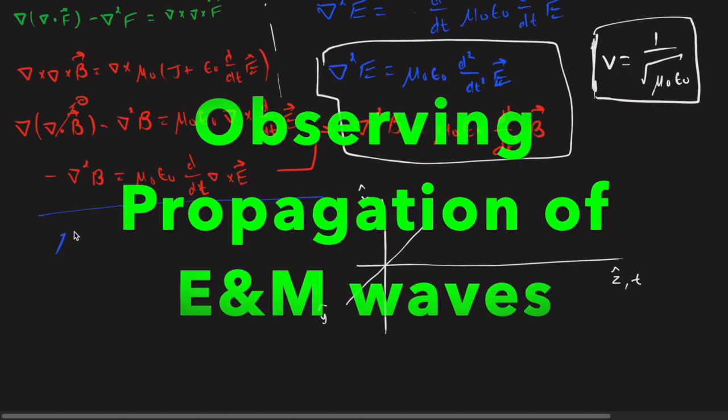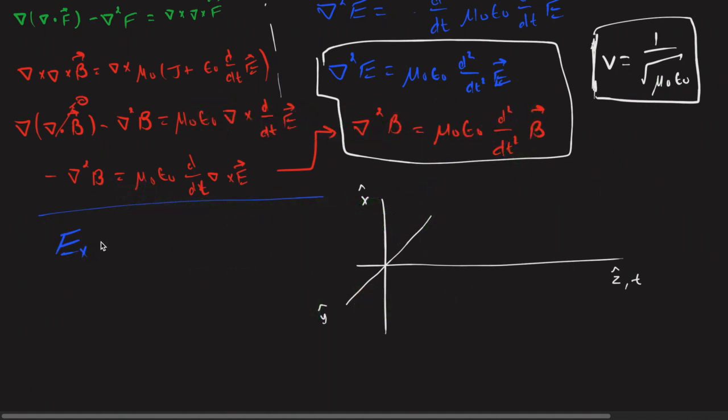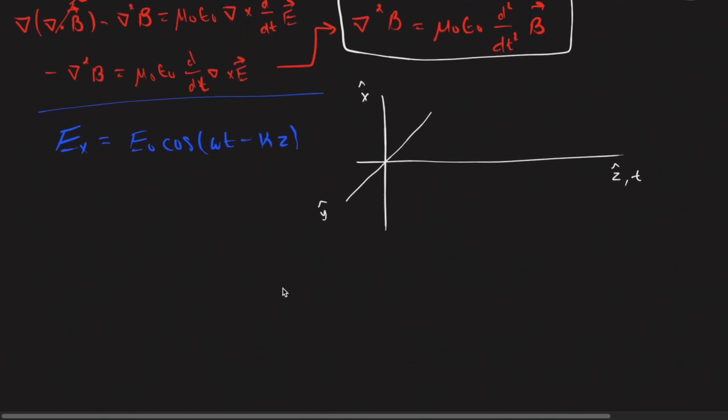So we're going to have E x, so it's going to be oscillating in the x direction, up and down. We have some initial E naught, it doesn't really matter what, cosine of omega t minus k z. And we're basically going to look at what magnetic field this creates. Well, let's see if we can come up with something.